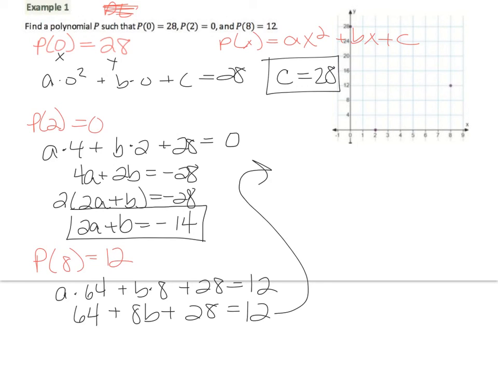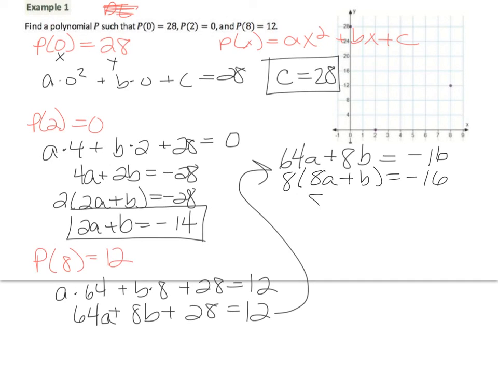I'm going to continue right over here. Subtract 28 from both sides. Oops, I forgot an a right here. 64a plus 8b equals 12 minus 28, negative 16. I'm going to factor out an 8. So 8a plus b equals negative 16. That simplifies to 8a plus b equals negative 2.